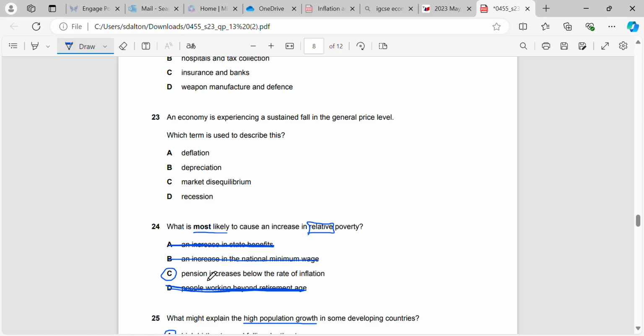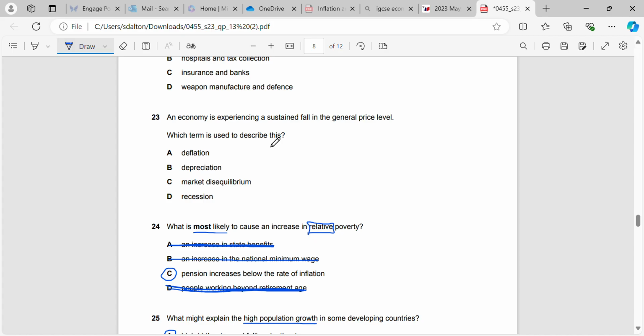So let's give an example. If we have a pension increase of 2% and the rate of inflation is 3%, then anybody who's receiving the pension will be 1% worse off than they would have been in the previous year. So if that pension increases below inflation, they're going to feel relatively poorer next year than they do this year.